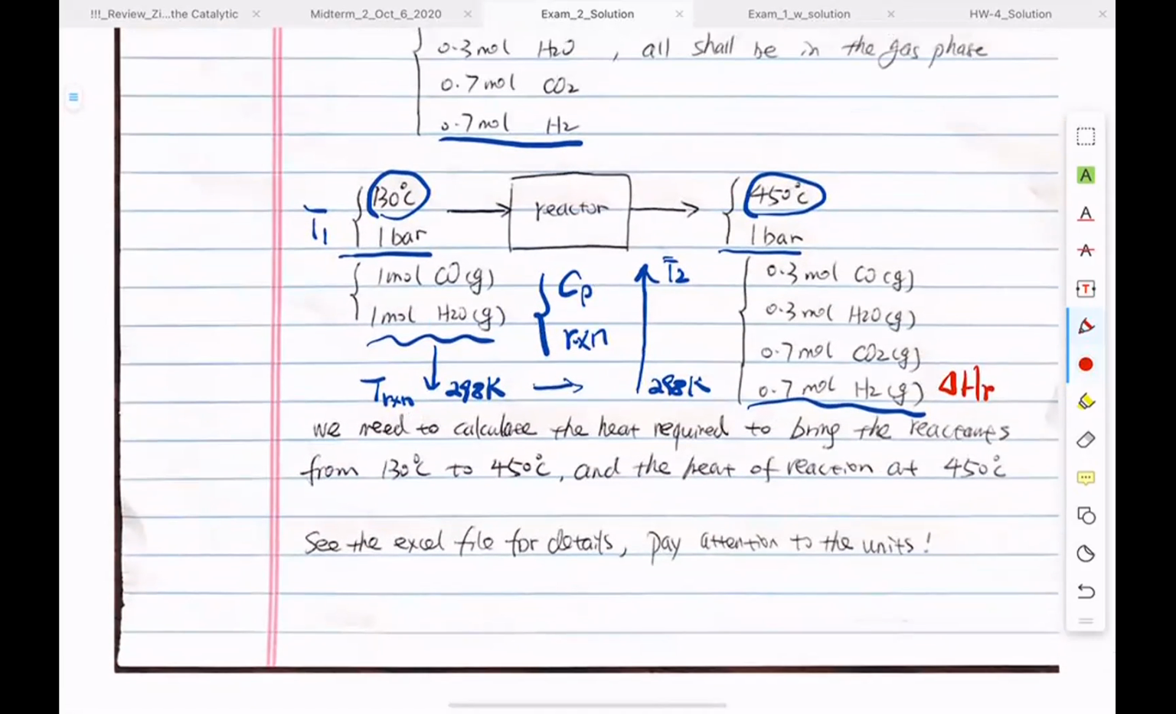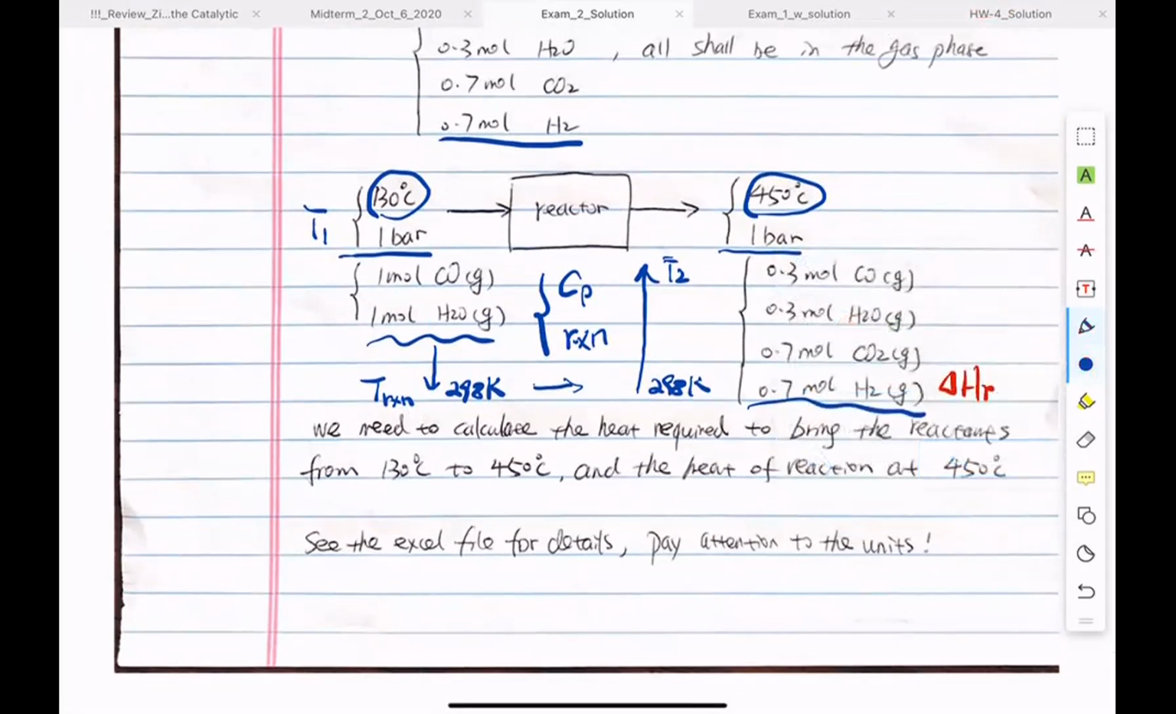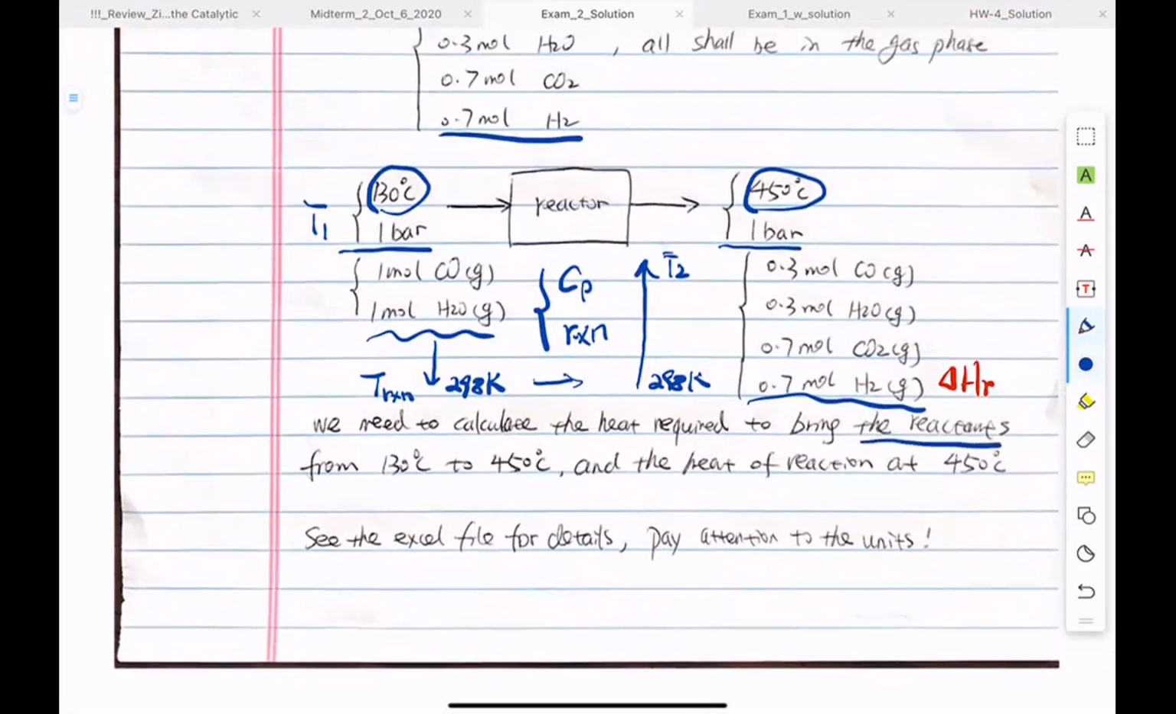The other way is, well, let's try to assume, like I chose here in the solution, that we are going to have the reactants. So here the reactants would be only CO and water, 1 mole of CO, 1 mole of water.